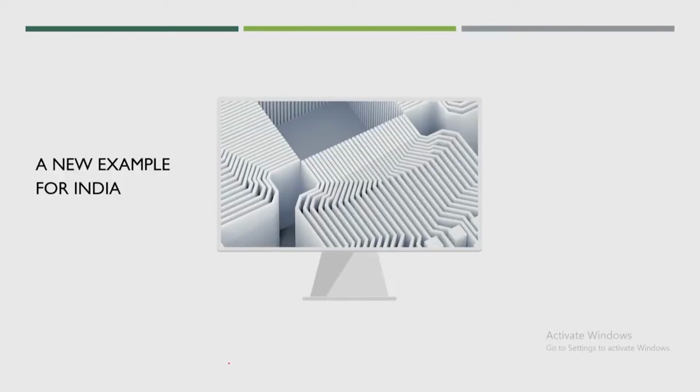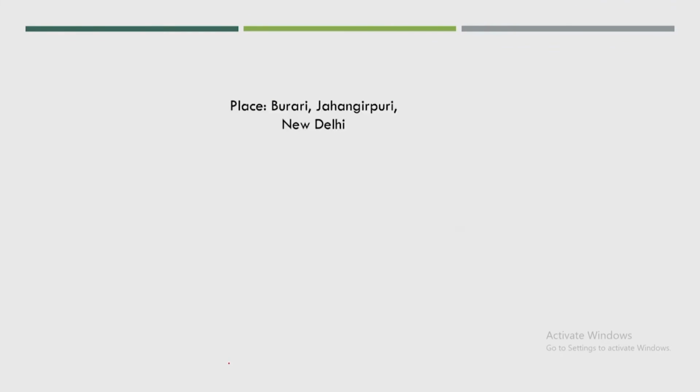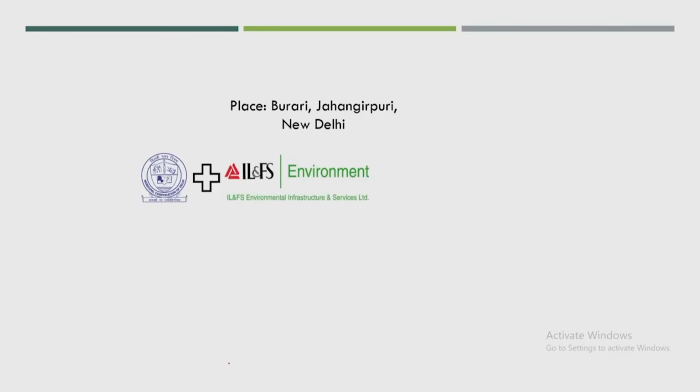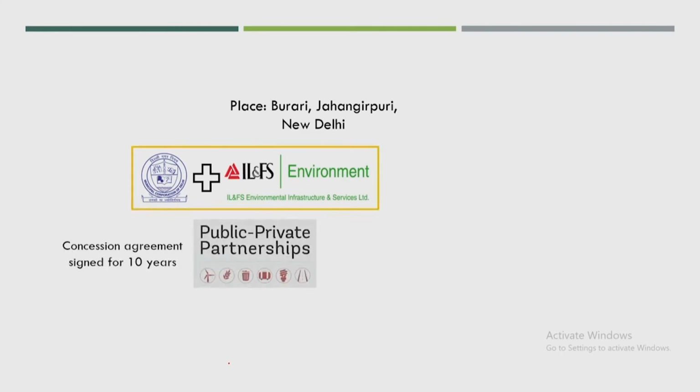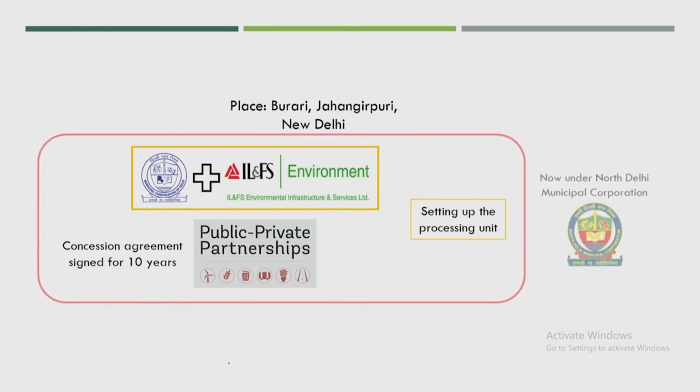So, if you look at a few examples from India, the first pilot project of construction and demolition waste management was in Burari, Jahangir Puri, New Delhi. That was a PPP project along with a private company named ILFS. That was a PPP project, and the concession agreement was signed for 10 years. The idea was to set up a processing unit under the North Delhi Municipal Corporation.